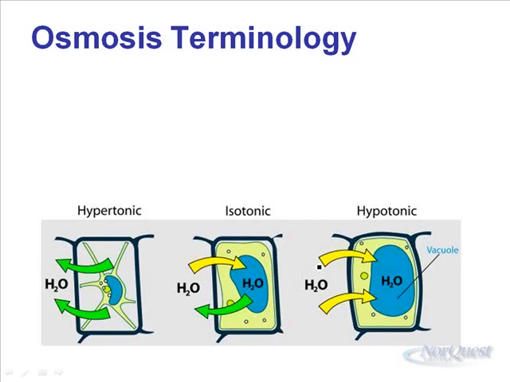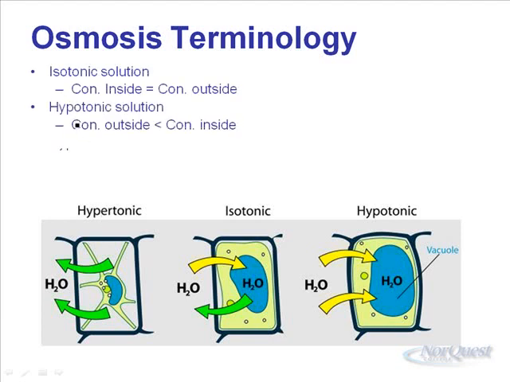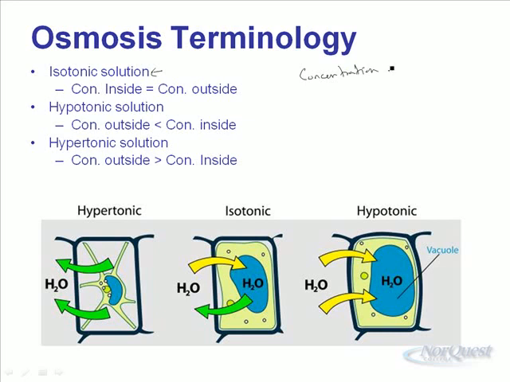Here's an example of what osmosis can do. There's some terms here: isotonic, hypotonic, and hypertonic. Isotonic means that the concentration of solute inside and outside the cell is equal. So here it's always about the concentration of solute.